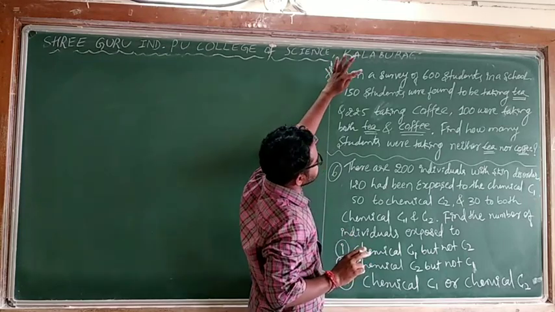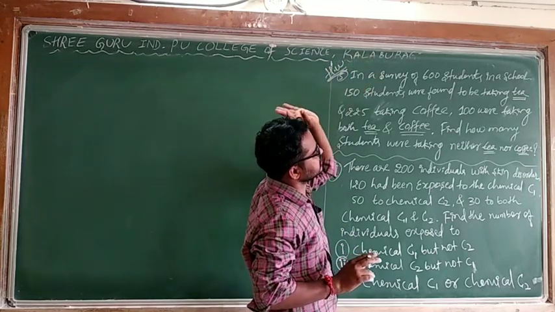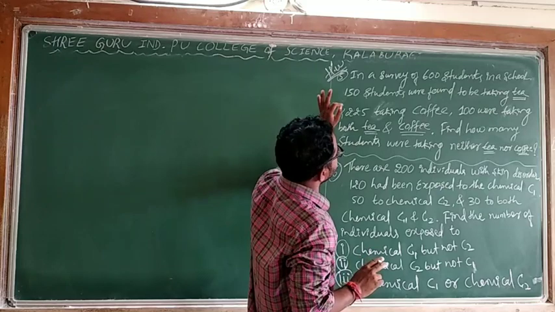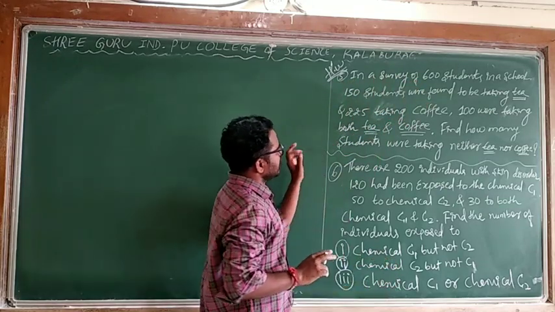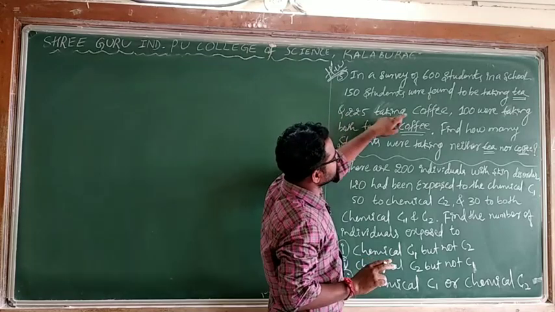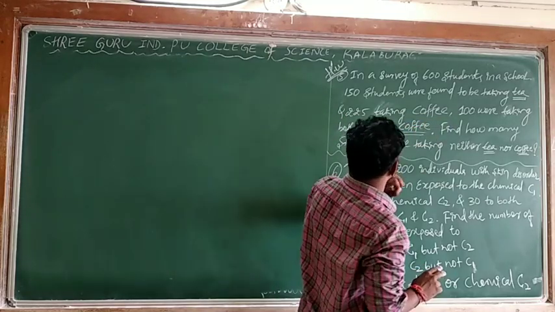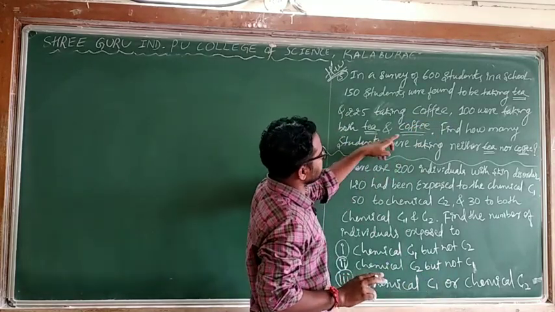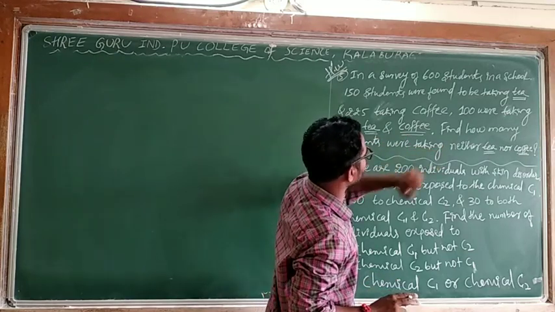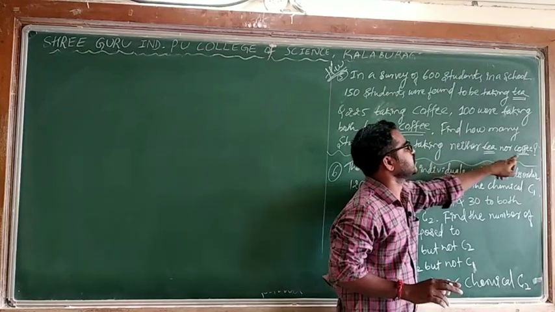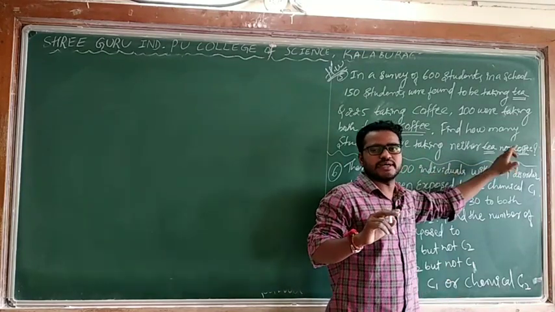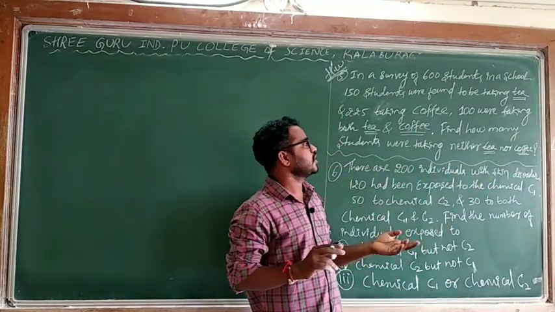Fifth one. In a survey of 600 students in a school, 150 students were found to be taking tea and 225 taking coffee. 100 were taking both tea and coffee. Find how many students were taking neither tea nor coffee. It is the same as neither apple nor orange juice.